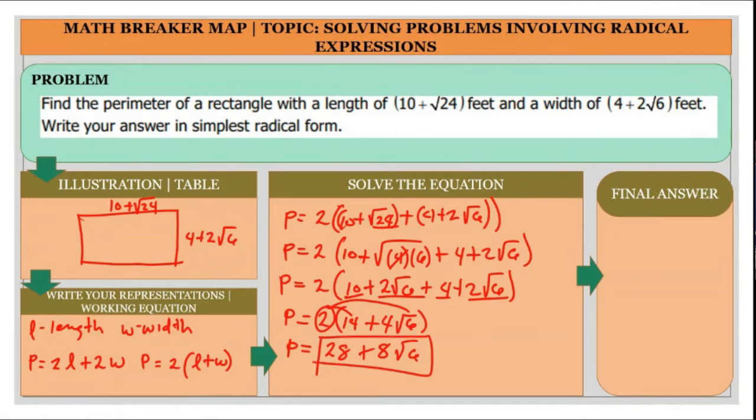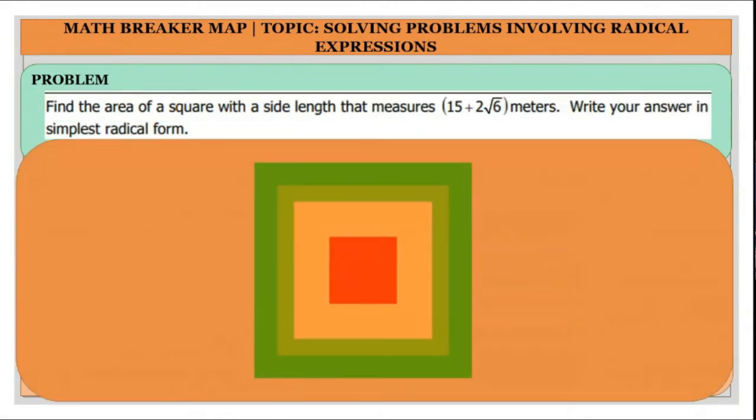Now we will be having the final answer. The answer will be 28 plus 8 square root of 6 feet. Let's have now another problem. Find the area of a square with a side length that measures 15 plus 2 square root of 6 meters. Write your answer in simplest radical form.